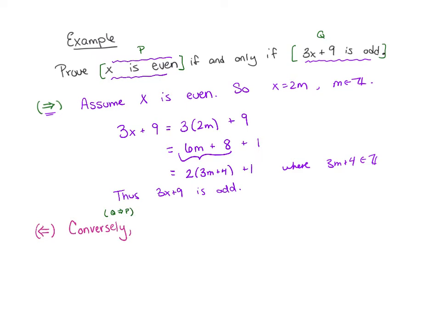So either I can assume 3x plus 9 is odd, or I can assume the negation of the P now, that x is even. The negation of that x is even is that x is odd. So I think it's going to be easier to do a contrapositive for my converse. So I'll put in the contrapositive as well, by contrapositive.